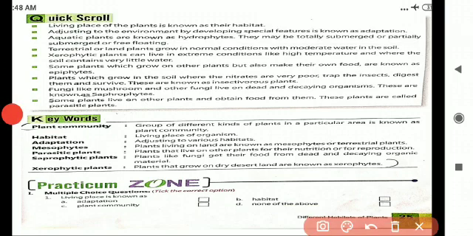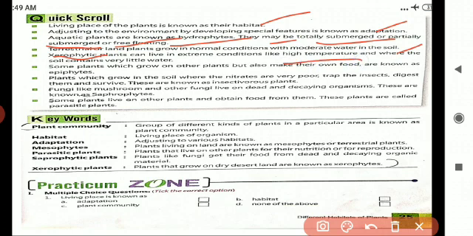Quick scroll. Summary of this lesson. The living place of a plant is known as habitat. Adjusting to the environment by developing special features is known as adaptation. Aquatic plants are known as hydrophytes. They may be totally submerged, partially submerged or free floating. Next is terrestrial. Land plants grow in normal conditions with moderate water in the soil. Xerophytic plants live in extreme conditions like high temperature where the soil contains very little water.